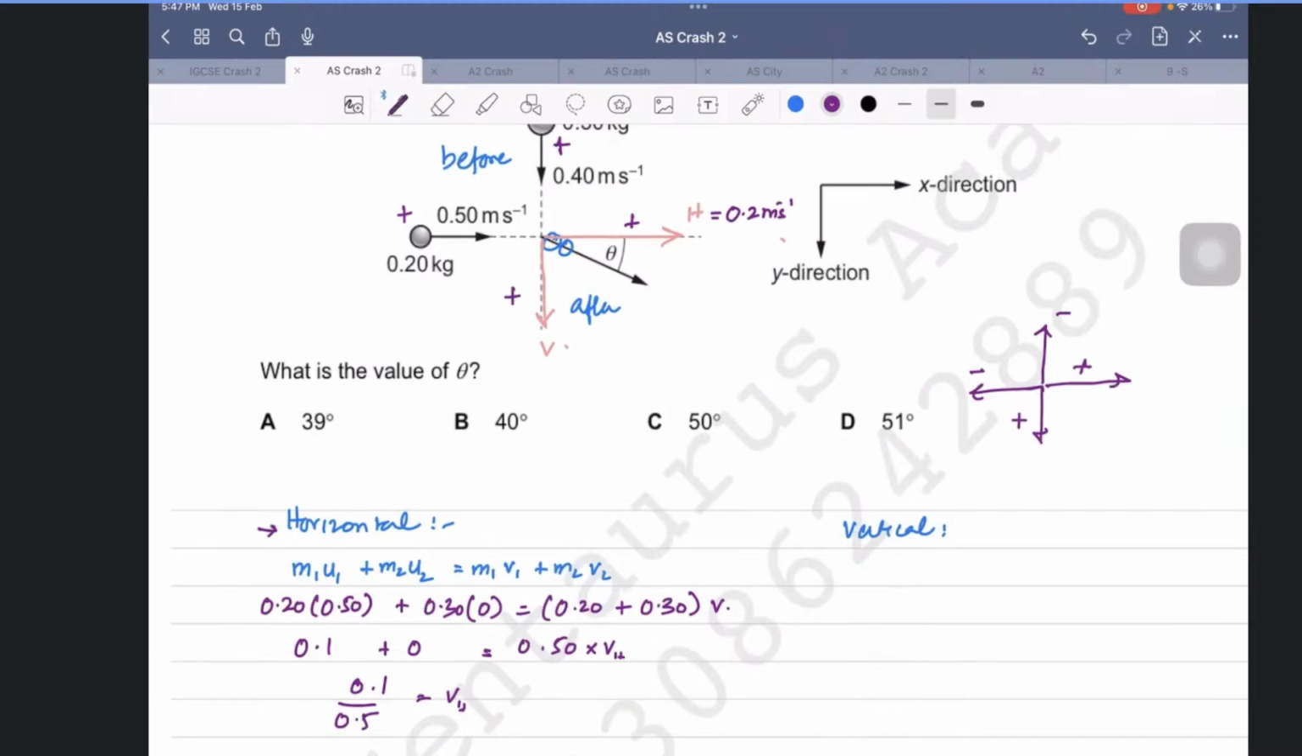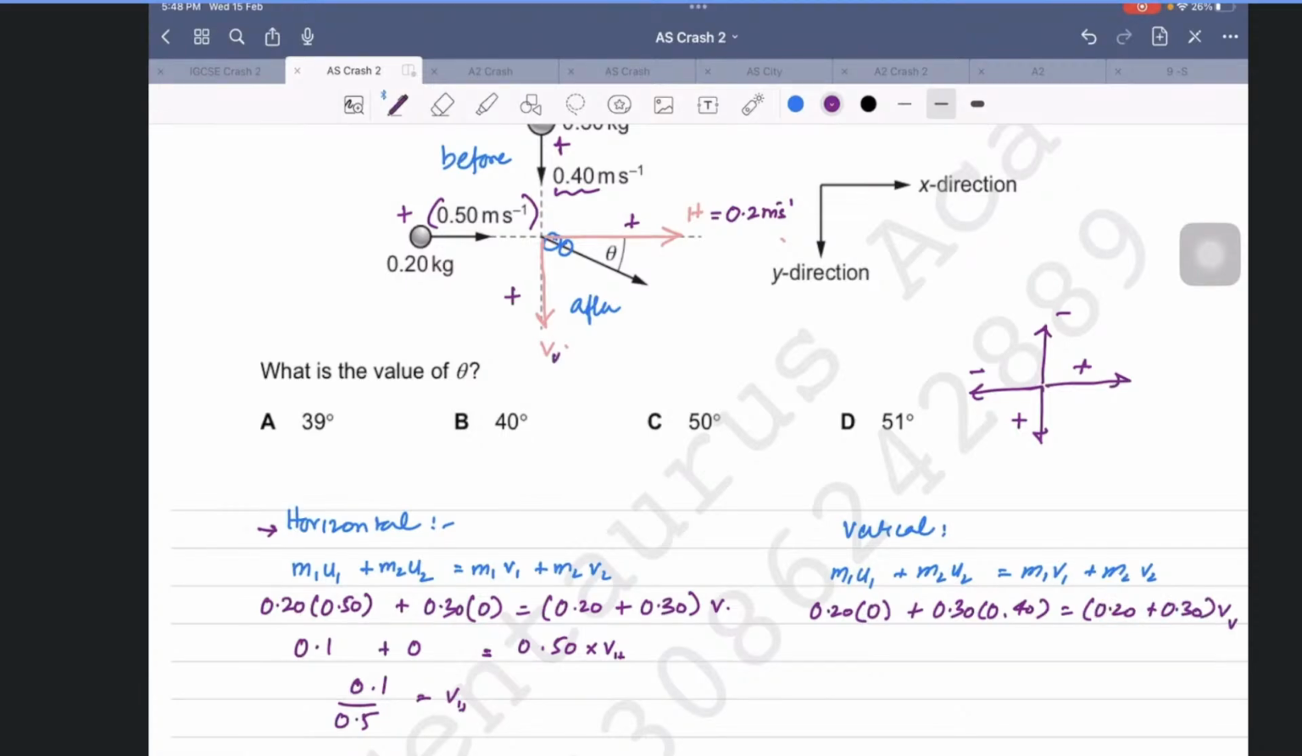Then we're going to do the same thing for the vertical one. So we're going to write m1 u1 plus m2 u2 equals m1 v1 plus m2 v2. We're going to say 0.20, and this time, because it is completely horizontal, we're going to add 0 here because it has no vertical velocity, plus m2 will be 0.30. It does have a vertical velocity, so we're going to write 0.40. Afterwards, they stick together and they're moving at a velocity which is vertical. We are finding this one.